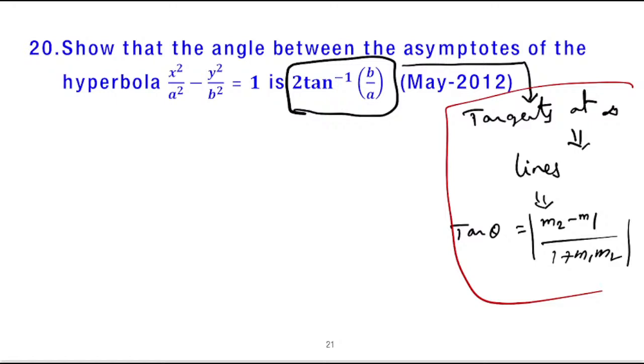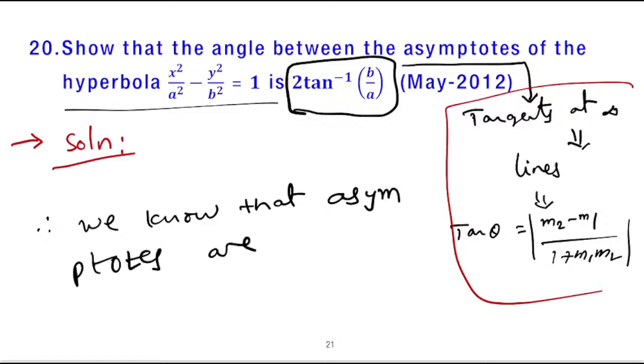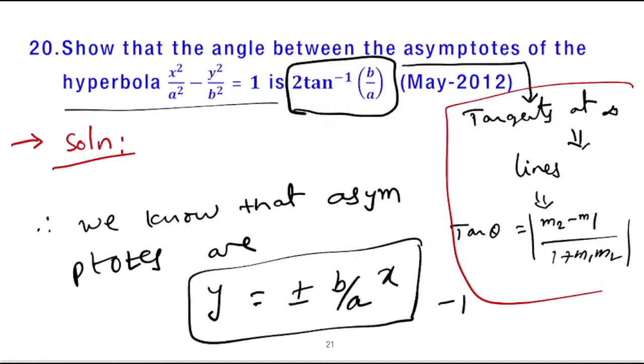First of all you have to write the solution. In the solution you write: given the hyperbola is so and so, and we know that the equations of asymptotes are y is equal to plus or minus b by a into x. Put it here, equation 1. Equation of asymptotes are what? y is equal to plus or minus b by a into x.